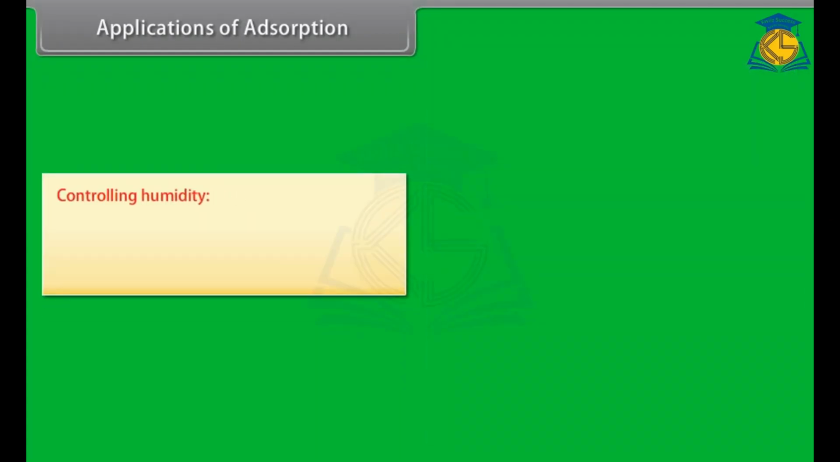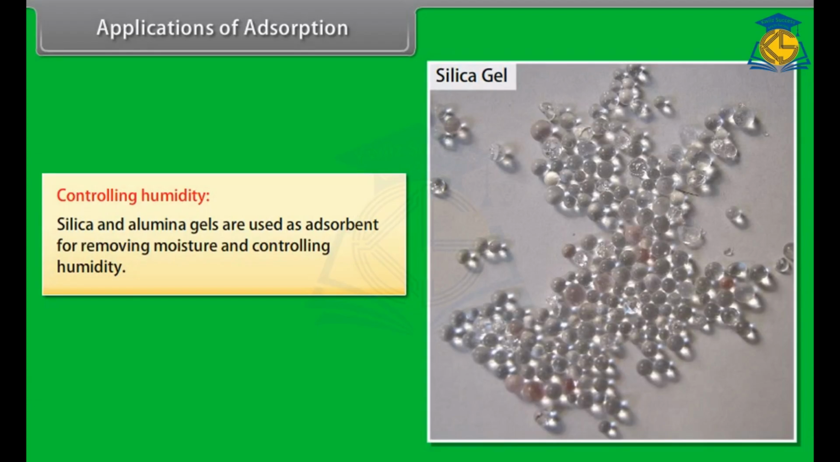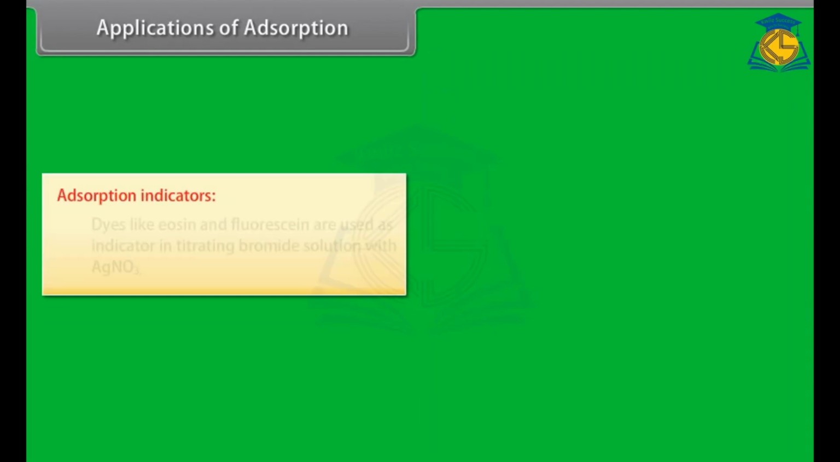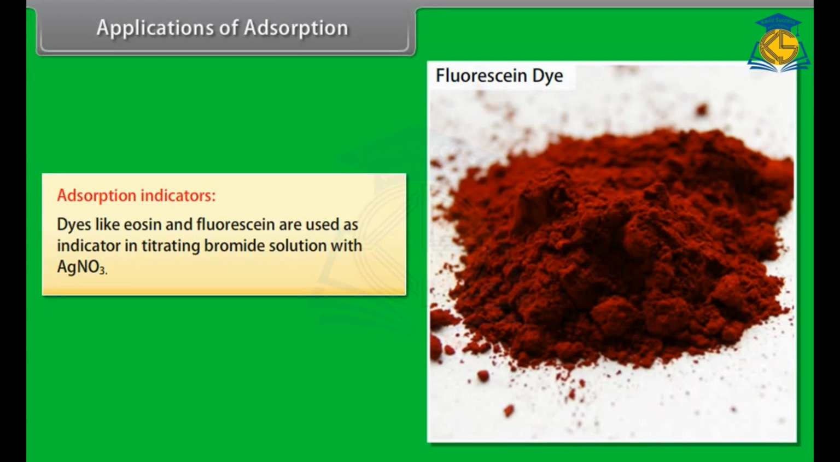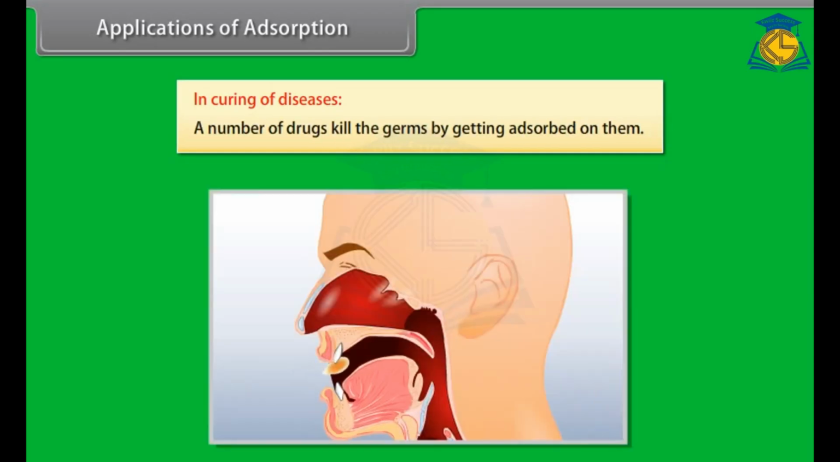Controlling humidity. Silica and alumina gels are used as adsorbent for removing moisture and controlling humidity. Adsorption indicators. Dyes like eosin and fluorescein are used as indicators in titrating bromide solution with AgNO3, as the precipitate of silver halide has the property of adsorbing these dyes and thereby producing characteristic deep colors at the end point in the titration. In curing of diseases, a number of drugs kill the germs by getting adsorbed on them.